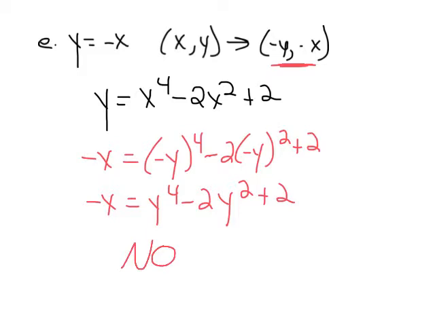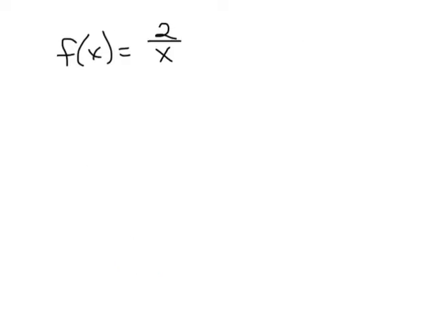And that's typical for most polynomial functions, that they will not be symmetric about those lines. But let's look at one that might be symmetric about those lines. This function is called a reciprocal function. It's a reciprocal function because if I were to replace the f of x with a y, we have y is equal to 2 over x. There's a reciprocal relationship between y and x. These are typically symmetric about the line y equals x and the line y equals negative x.